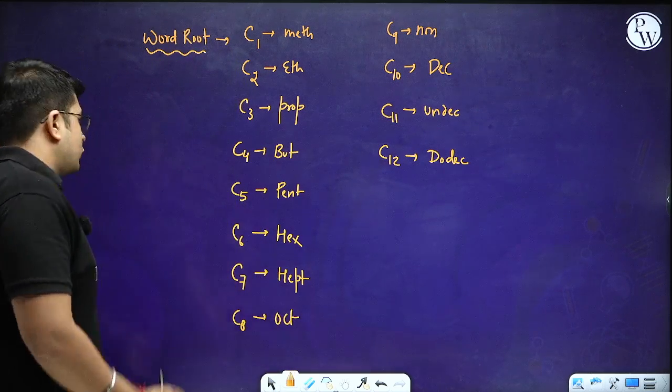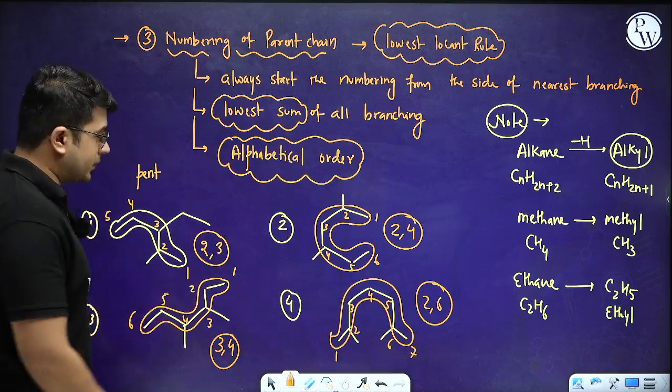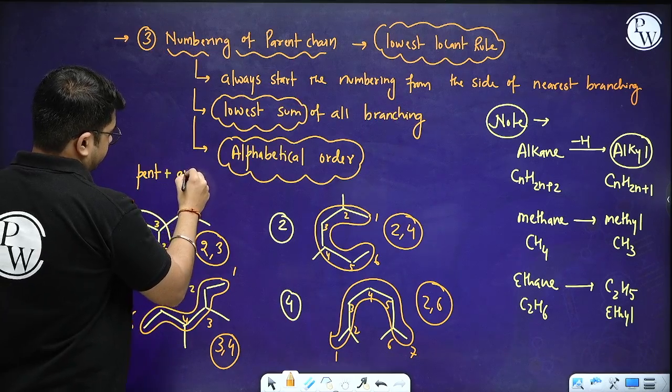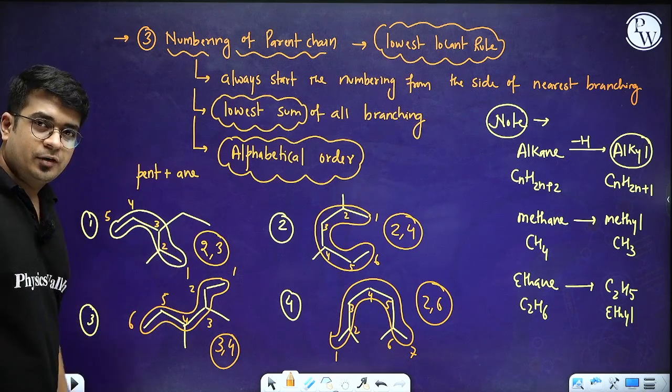So in the same way, if I talk about this entire part, we have 5 carbons. So pent, only single bond is present, means ane. There is no functional group, nothing to worry about. Now, what about the nomenclature of prefixes?